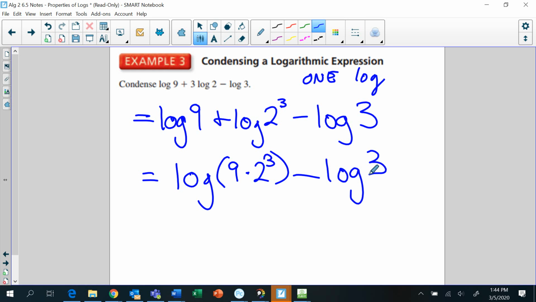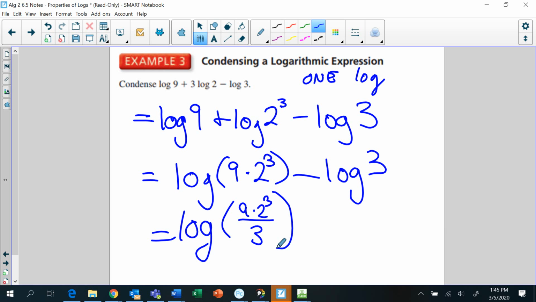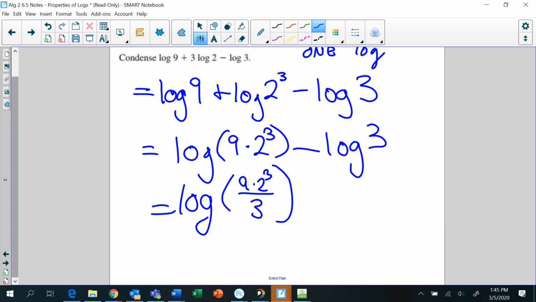And then my next step would be log of 9 times 2 to the third divided by 3. But since that is all numbers, I am going to find that answer. I'm going to do 9 times 8 divided by 3.